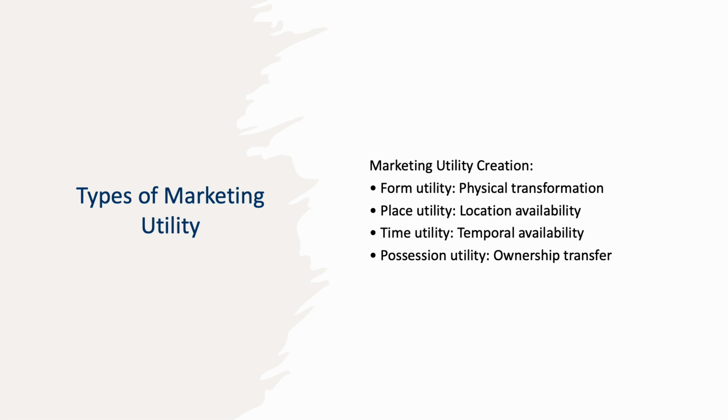Time utility involves making products available when customers need them, which may differ from when they are produced. Marketing creates time utility through inventory management, seasonal planning, and scheduling strategies that align product availability with customer demand patterns.